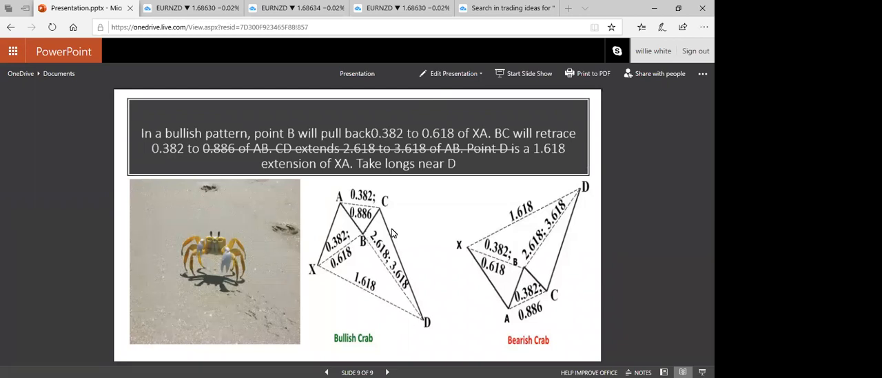And that's what I like. I do like a crab. Sometimes I like crabs over bats, but my favorite is a bat because it's just, I don't know, it's just a bat. I can't really explain too much on it. All right, that's it on the presentation.